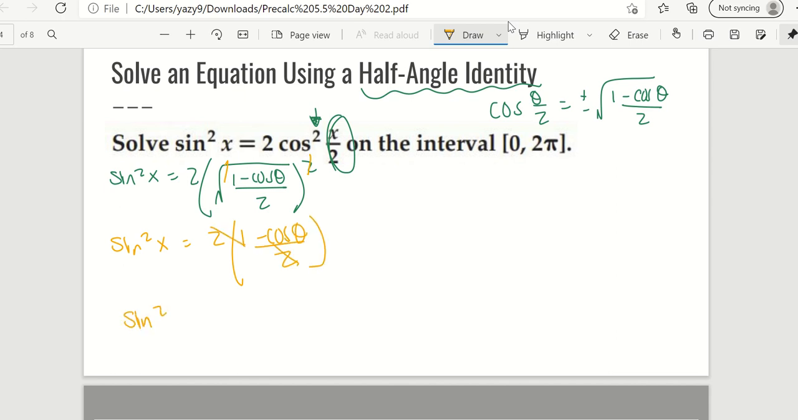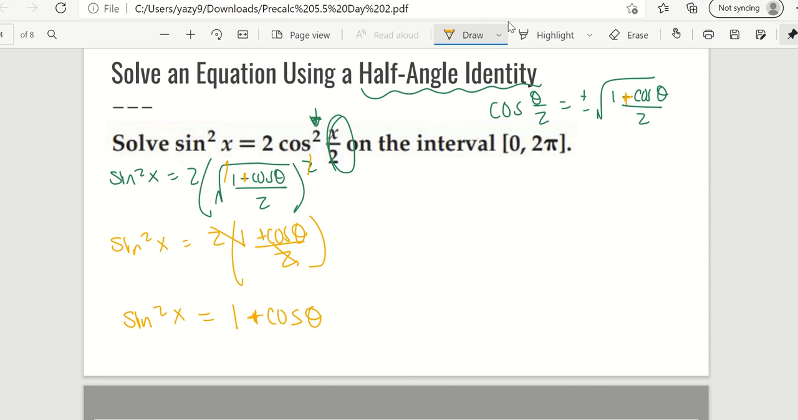Now I have sine squared of x equals 1 minus cosine theta. Sorry, the original rule was plus. I don't know why I put minus. So that's plus all the way down. So I have sine squared x equals 1 plus cosine.